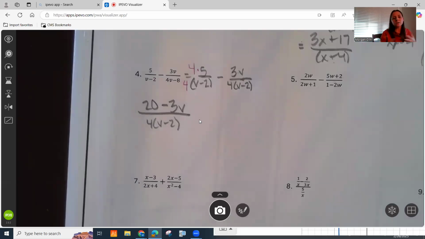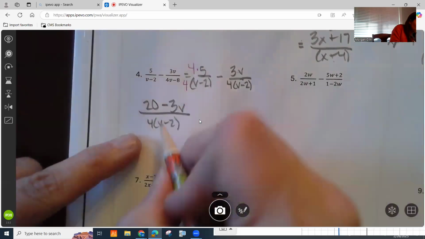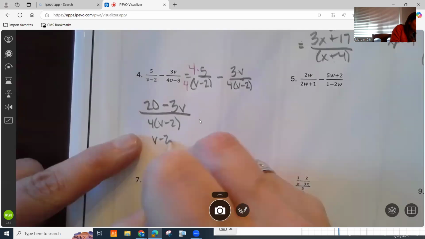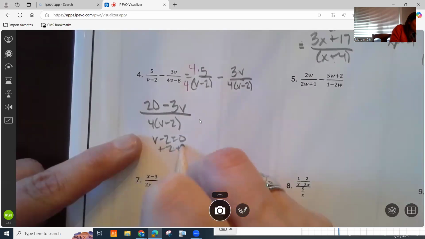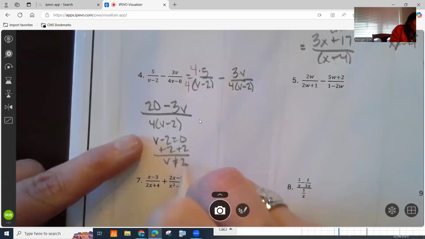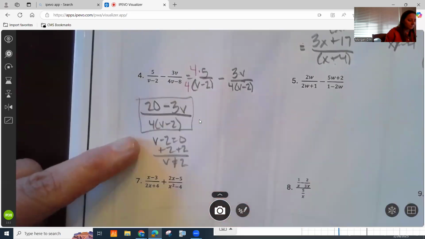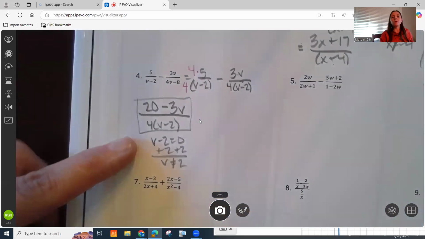Except for, what are some values v can't equal? Well, right here, remember, set that equal to 0, or you may think opposite on it. V is just not going to equal 2 right here. All right, moving right along.